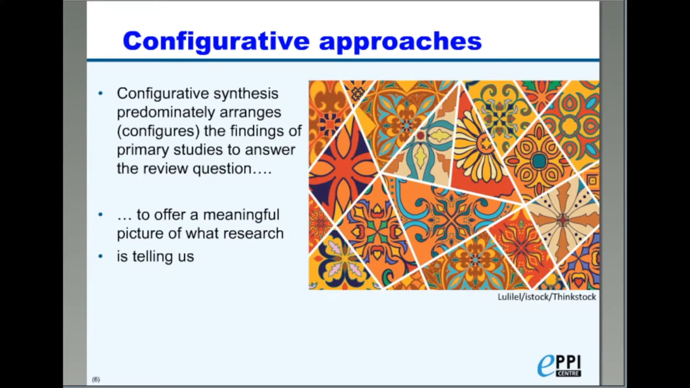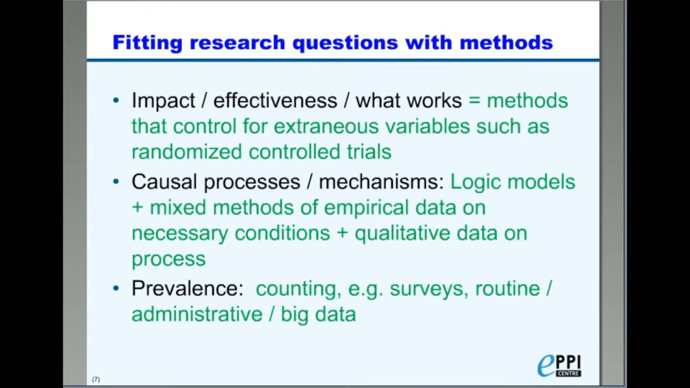Whereas configuring primary research and configuring reviews, those approaches to analysis are looking for patterns. So if we look at the different research questions and methods that you might ask, I've already referred to the question of impact and effectiveness, what works. And normally that is using statistics and counting up things. So that is predominantly an aggregative approach to research.